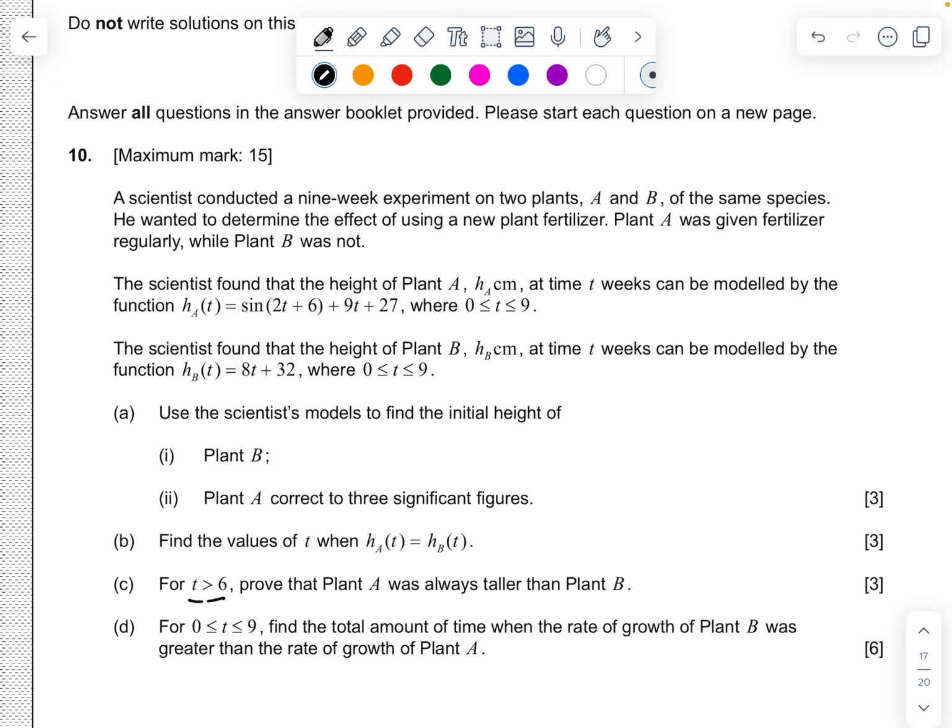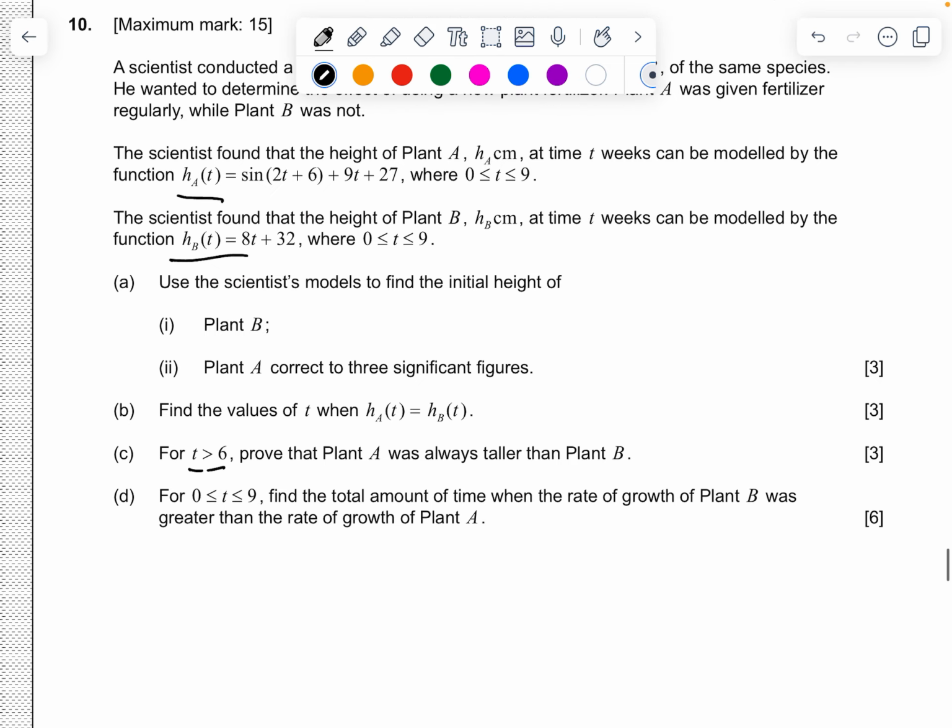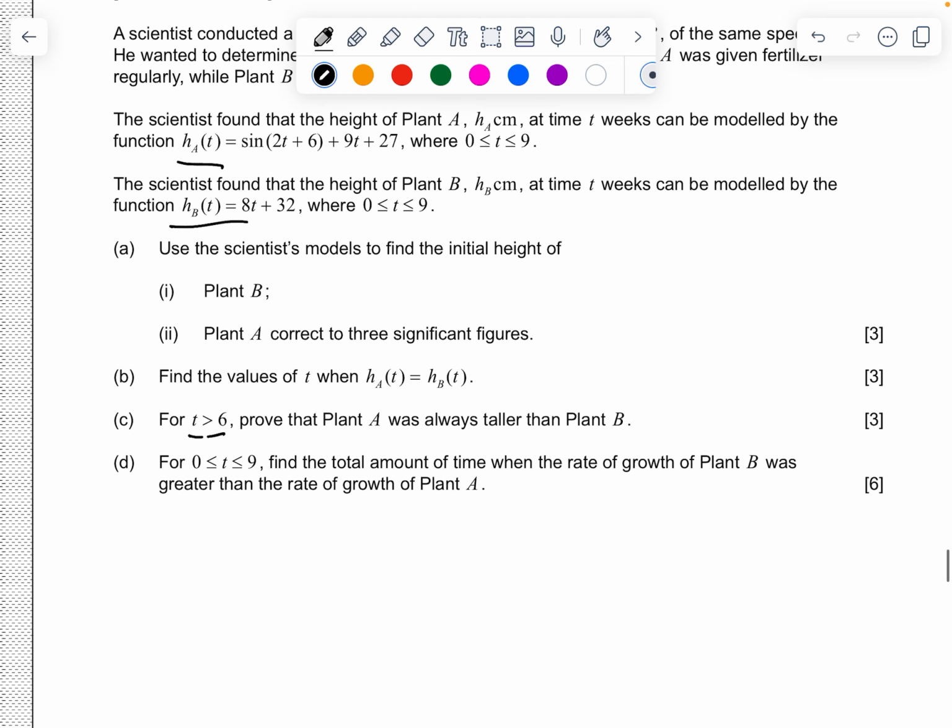Now a scientist conducted a 9-week experiment on 2 plants, A and B, of the same species. Plant A was given fertilizer, plant B wasn't. Their heights are given by these formulas. Use the scientist's model to find the initial height of plant B. So height of plant B will be equal to 8 times 0 plus 32, which is 32 centimeters.